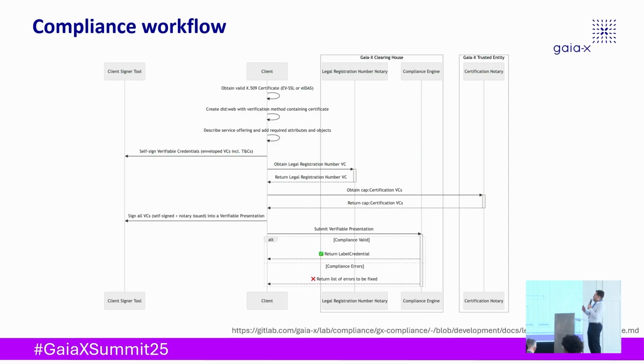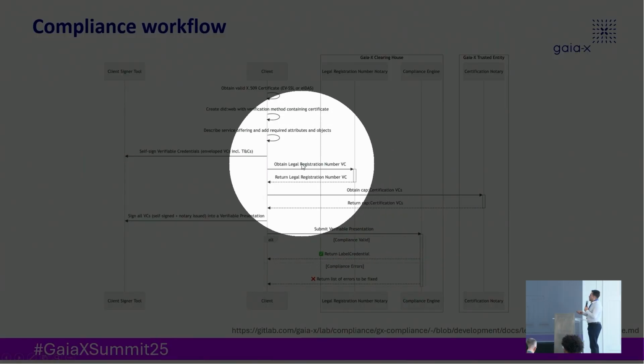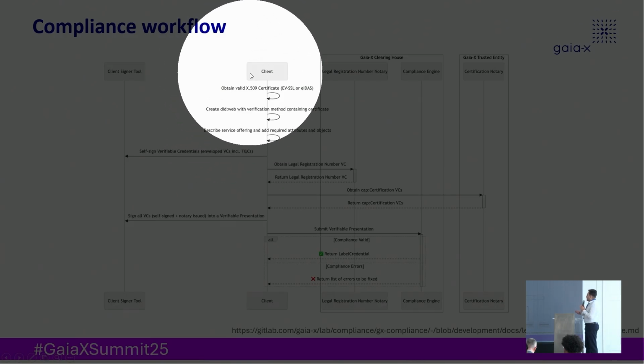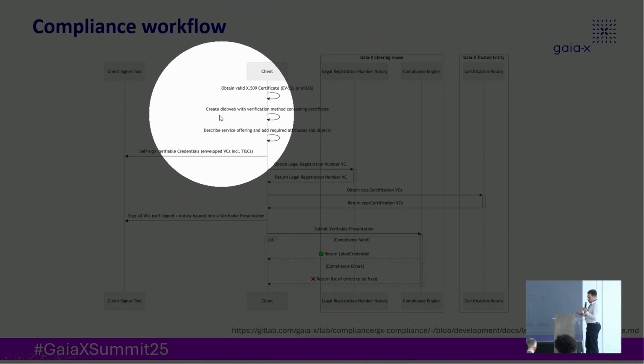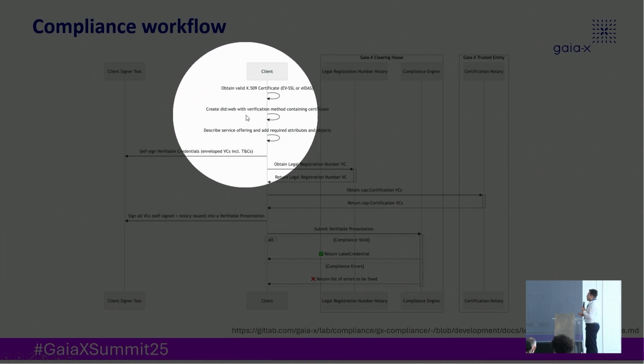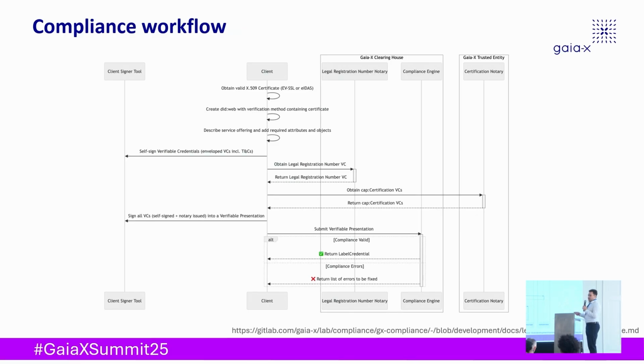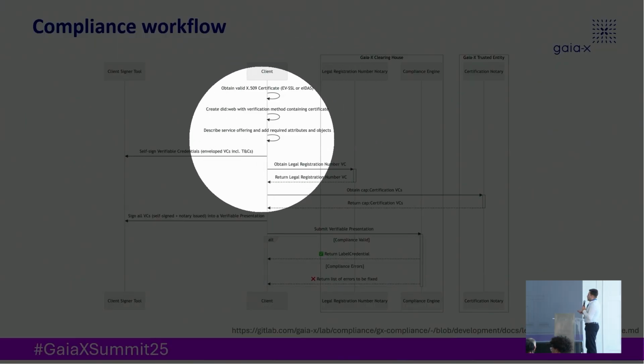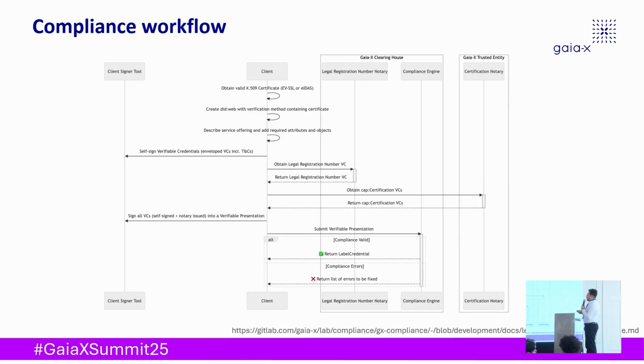So, a small, not really complex scheme, just to explain how it actually works. The client is the entity that wants to get its labeling level 2 or 3. So first of all, the client will want to obtain a valid X509 certificate, to create its own DID with the verification method containing a certificate, and to describe its service offering and add the required attributes and objects.